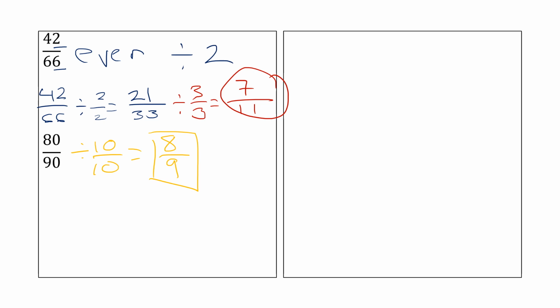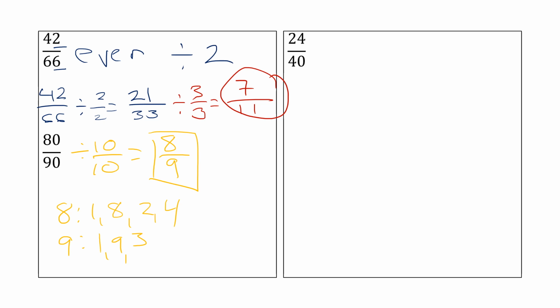Let's see. Our numerator is not 1. Our denominator is not prime. Do they have any factors in common? 8, what can we multiply? 1, 8, 2, 4. How about 9? What can we multiply to make 9? 1 and 9. 3 times 3. So no factors in common, so we have reduced down as far as we can go for 80 over 90.